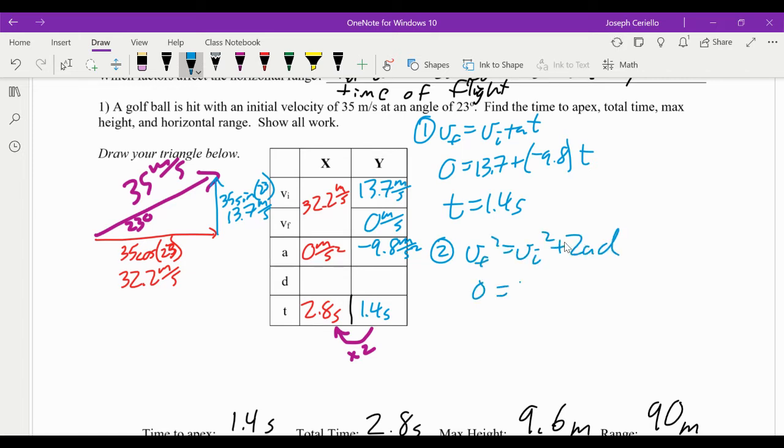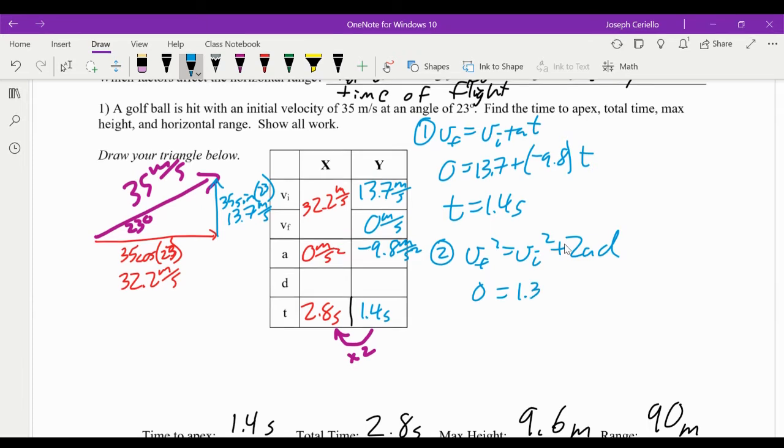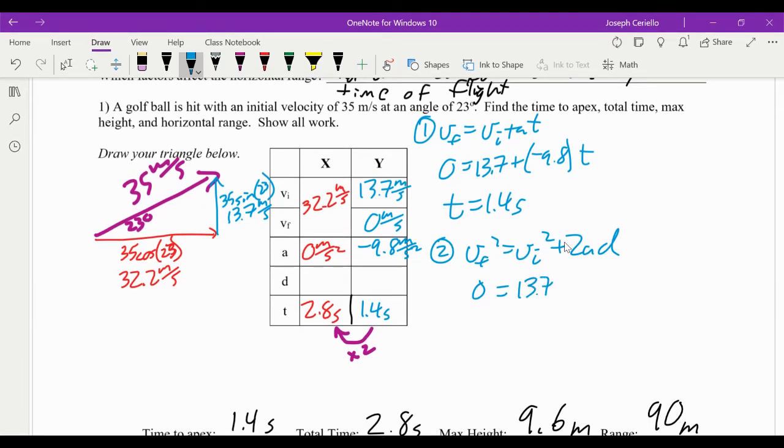Vf is 0, Vi is 13.7 squared plus 2 times negative 9.8 d. And you should do some algebra here. I'm not going to show that right now. The answer is 9.6 meters.